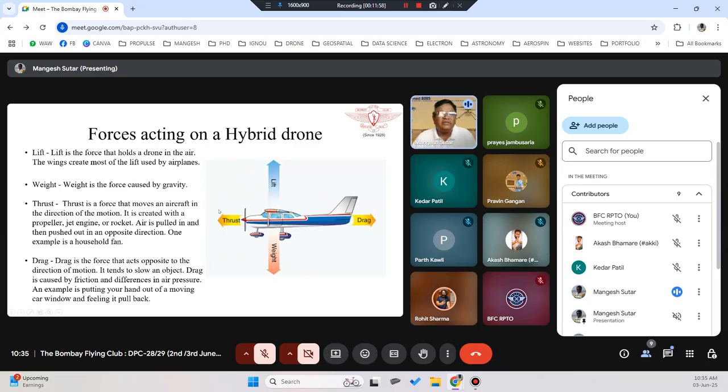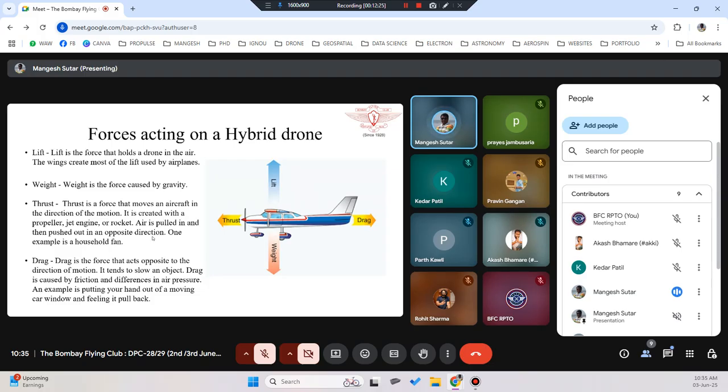Drag will always be there because drag is created by the friction and the difference in air pressure as the aircraft moves in the air or in the atmosphere. So drag is the force that acts opposite to the direction of the motion. It tends to slow. So you have to aerodynamically design your aircraft so that it can function perfectly when it is in forward motion.